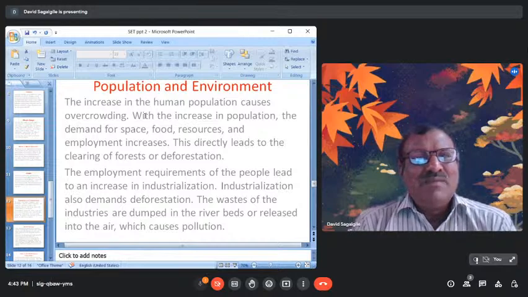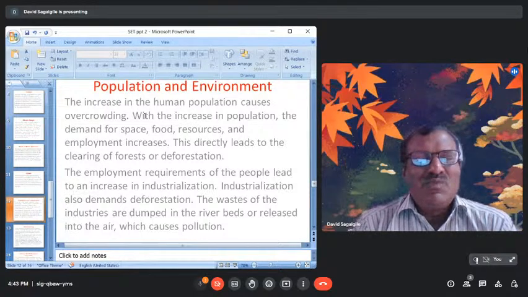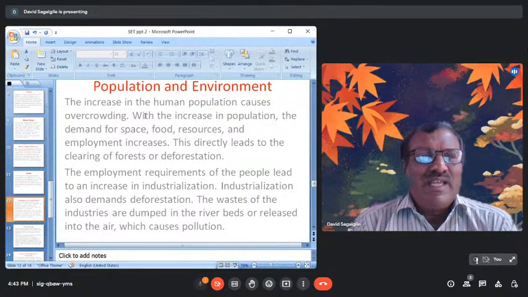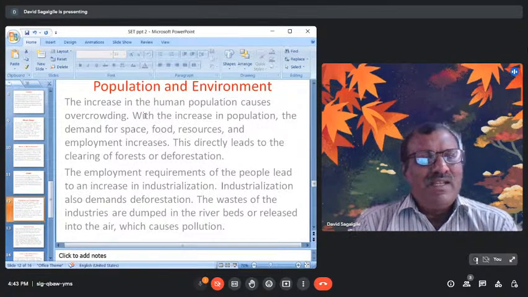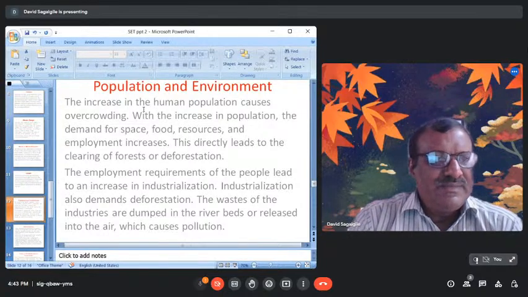We see that plants take in the poisonous gases and the carbon dioxide, and they release oxygen. So the oxygen production of the world becomes less. Carbon dioxide and poisonous gases are let into the atmosphere, which leads to air pollution and problems in the air. Okay, so this we have seen.